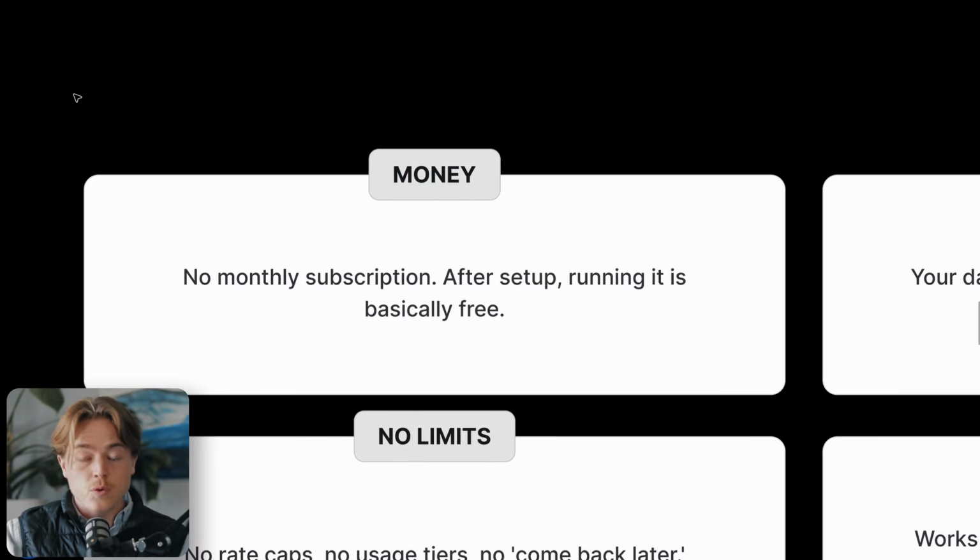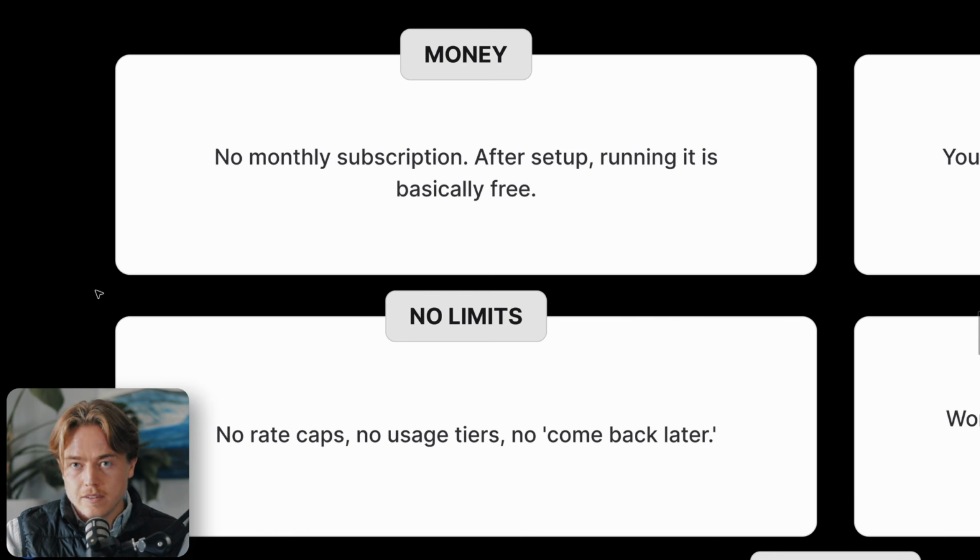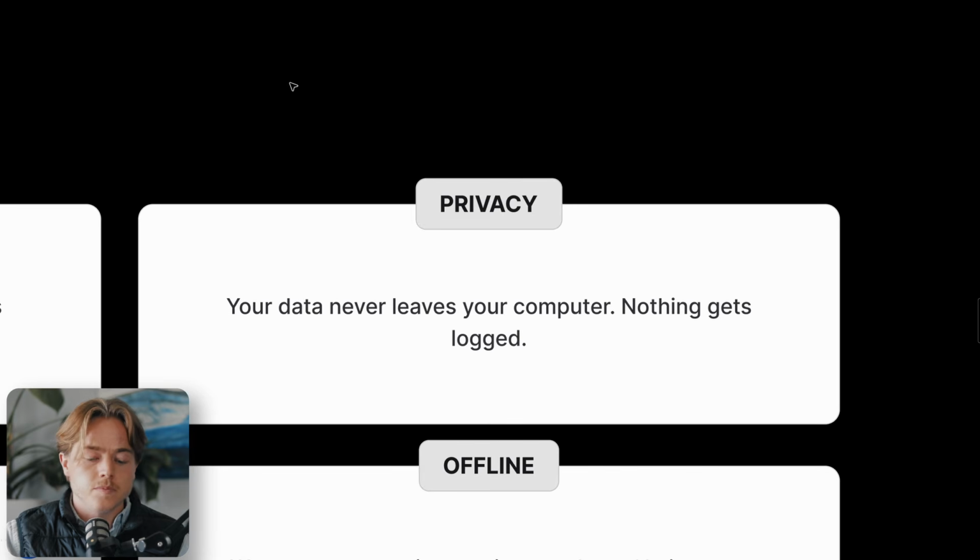And why would you want to run it locally? Well, let's go back to those 4/5 reasons that I mentioned. The first reason is money. If you run it locally, there is no monthly subscription. After you set it up, running it is basically free. Second, there are no rate limits. If you hit those rate limit messages before in Claude or ChatGPT, it's really annoying. Locally, it doesn't happen. Third is privacy. Your data never leaves your computer. Nothing gets logged. These big AI companies have privacy policies in place, but there's always a question of, is this really secure? Because they do have access to all of the data that you type in.